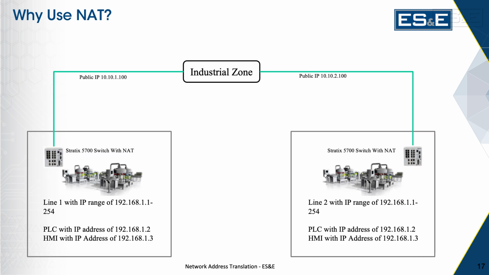So a way to overcome that, we're going to introduce a Stratix 5700 switch with NAT. We're going to change its public IP. We're going to translate that IP. We're going to change the IP on the other side, public IP. So we're going to have one translated to 10.10.1.100. The other side is 10.10.2.100. So I can still have communications between those two lines, but I don't have the IP address conflicts.